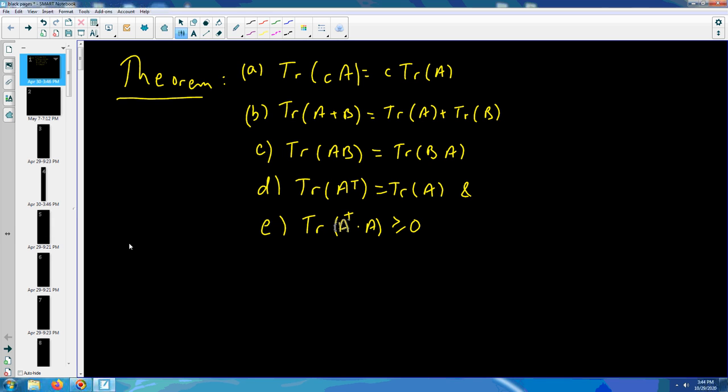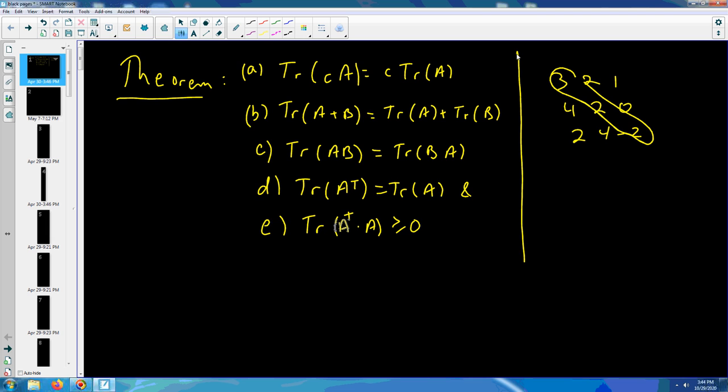In this video, we're going to prove 5 facts about the trace of a matrix. Just to review, to talk about a trace of a matrix, the matrix must be square. And the trace is very simple to compute. You just add up the numbers on the diagonal.